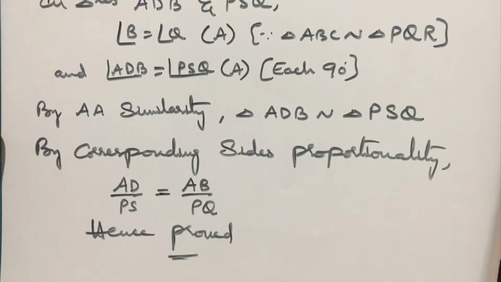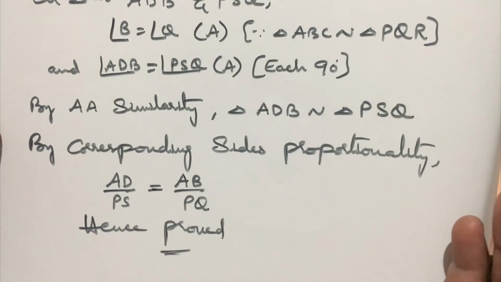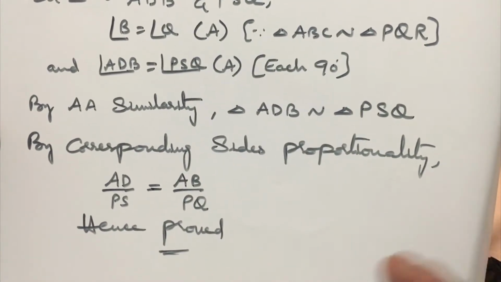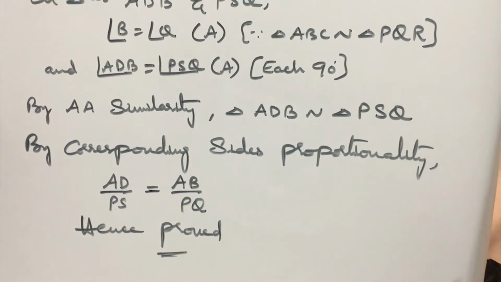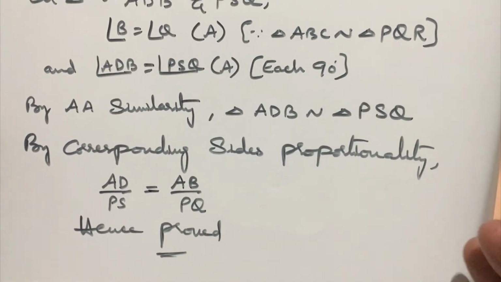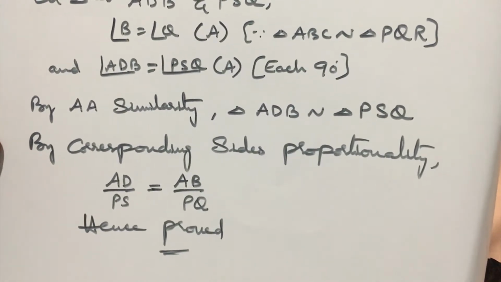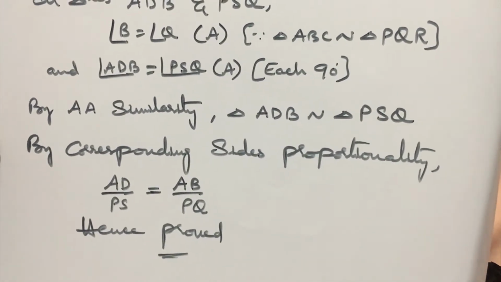Actually, in this manner only, we can prove that if two triangles are similar, the ratio of their corresponding sides is equal to the ratio of their medians, the ratio of their angle bisectors, and the ratio of their perpendicular bisectors also; you can show that.